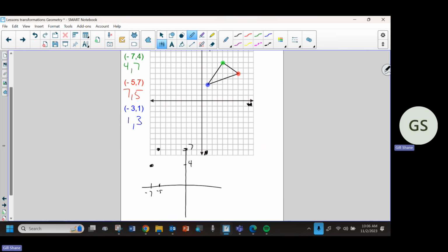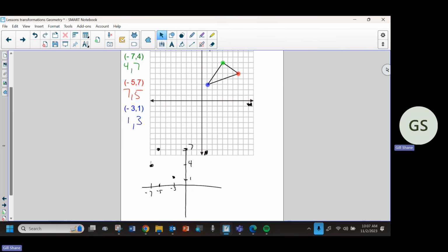And then my last point is -3. So that'd be way in here probably. And +1. There's my original triangle, right? The numbers do not change. And you do this on your paper. Draw it out real quick. I know that for this point, I'm going to have a 7 and a 4. For this point, a 5 and a 7. For this point, a 3 and a 1. All I've got to do is figure out where the negative sign goes and which position they're going.